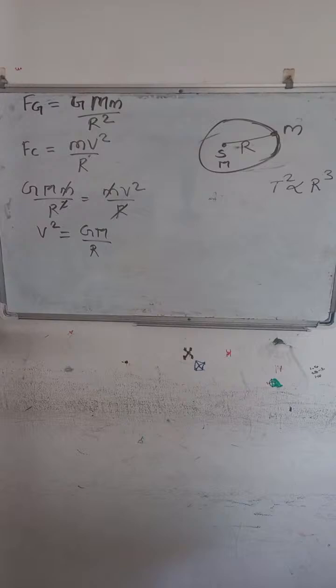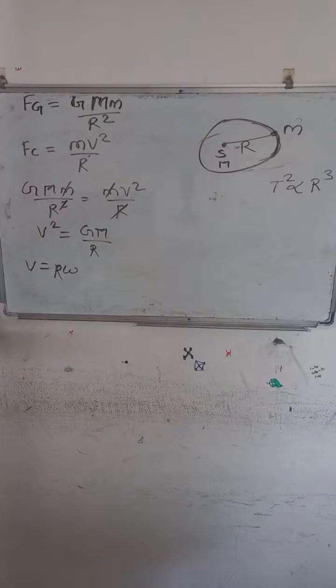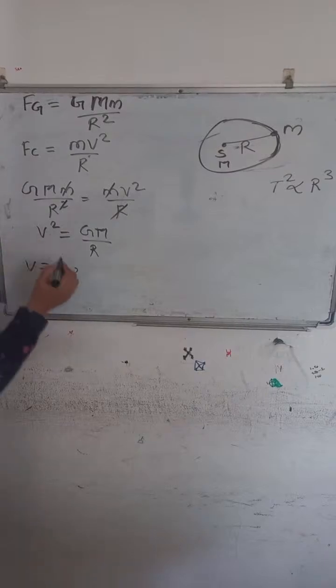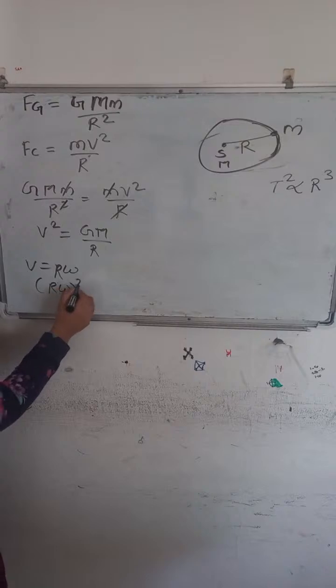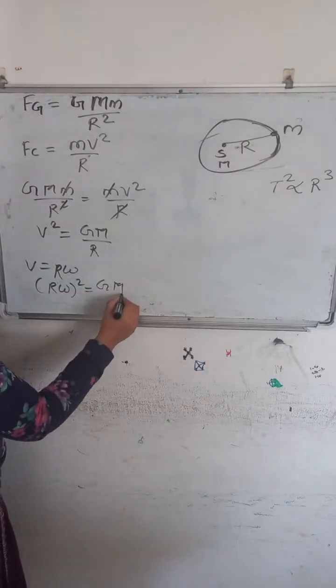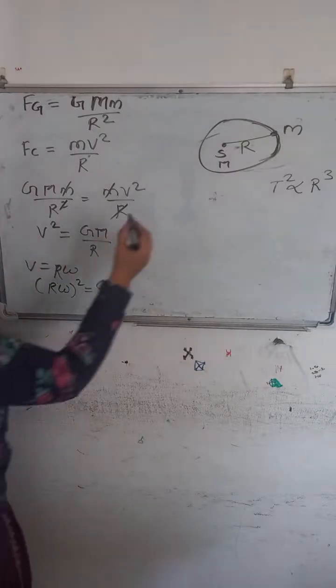We know that v is nothing but small r omega, but here I will take it as capital R omega because the radius of that elliptical orbit is capital R. Then substitute the value of v over here. So (R omega) whole bracket square is nothing but GM upon R square. Once you get this, then obtain the value for GM.